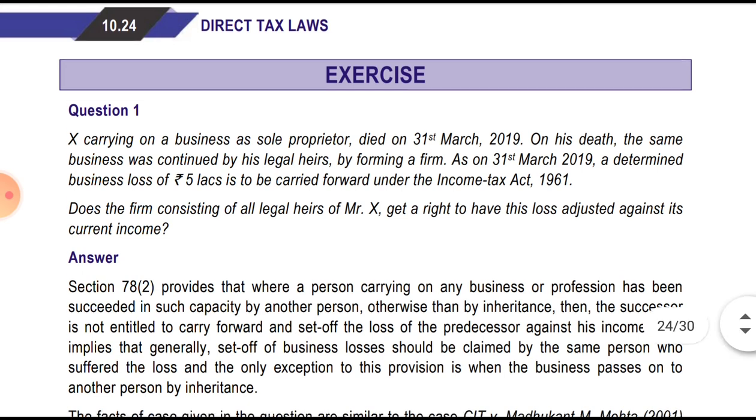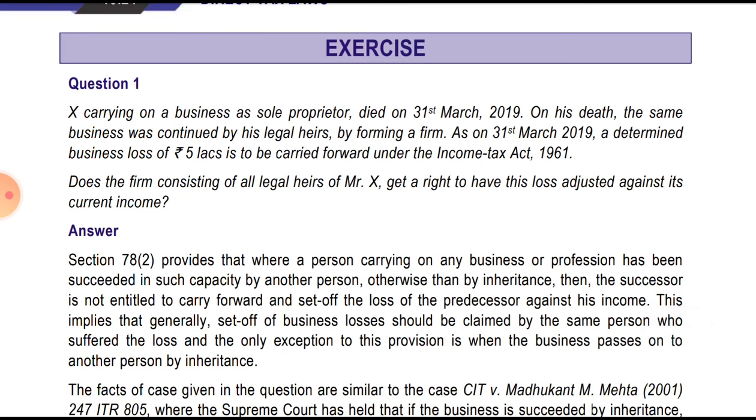Question number 1. X, carrying on a business as a sole proprietor, died on 31st March 2017. On his death, the same business was continued by the legal heirs by forming a firm. As on 31st March 2019, a determined business loss of 5 lakh rupees is to be carried forward under the Income Tax Act. Does the firm consisting all the legal heirs of Mr. X have the right to have his loss adjusted against current income?